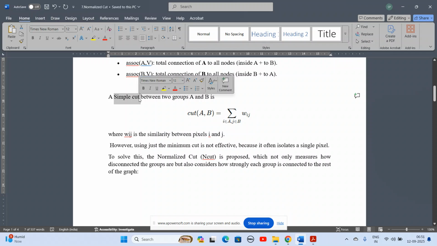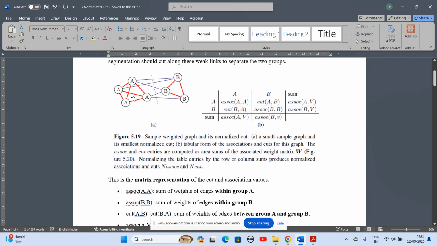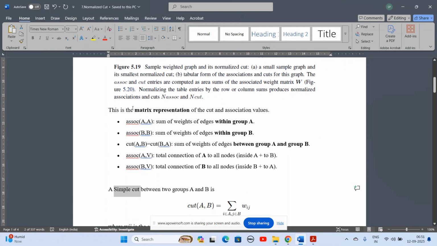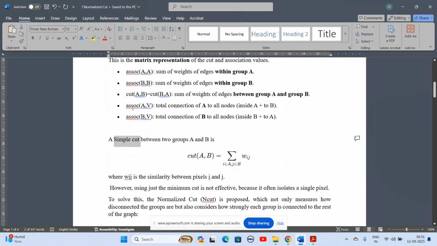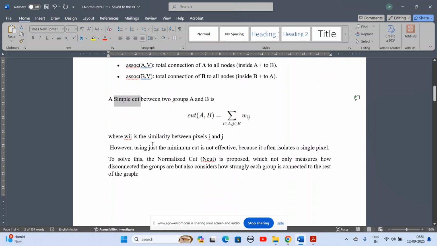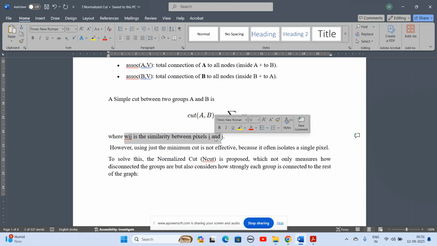Now first, let us see a simple cut between two groups, represented as the summation over i belongs to A and j belongs to B of W of ij. Based on the edge weight only, we are coming to the conclusion whether it is a weaker or stronger connection. If it is a weaker connection, we'll divide it. W of ij represents the similarity between the pixels. Higher similarity leads to a stronger connection, and lower similarity between the nodes means a weaker connection, which we will divide.